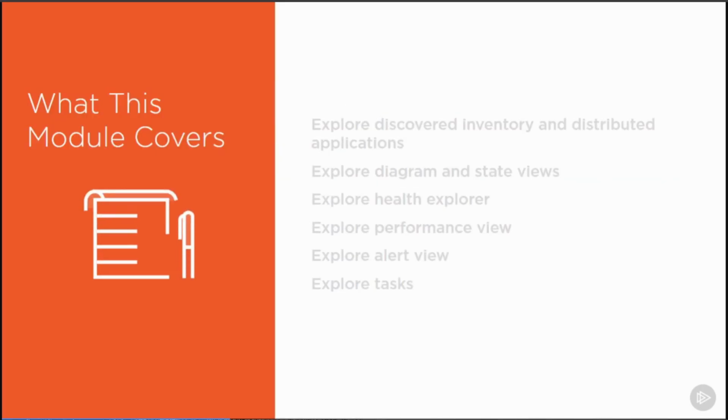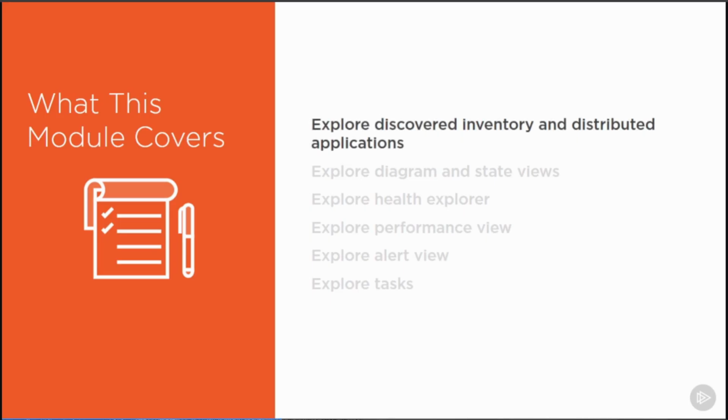So with that, let's go through just the items that we see here inside the Operations console as we start taking a look at the different Windows servers that exist in our infrastructure. We'll take a look at the discovered inventory view and also the distributed application that Ops Manager has already created for us.